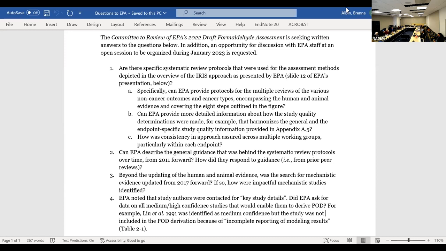Maybe in practice, and Yvonne will go to you next, who was actually making these decisions about which study to pick? Was it the same group, or was it the outcome specific groups who were determining within outcomes? I guess I'm trying to understand if some uniformity was brought to the expert judgment for the selection.